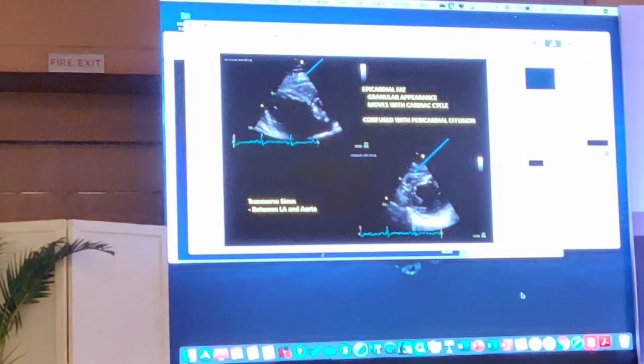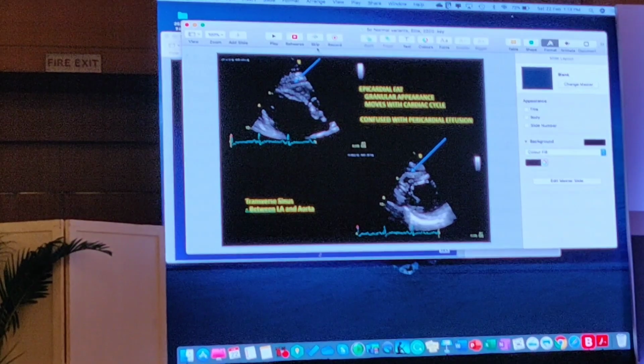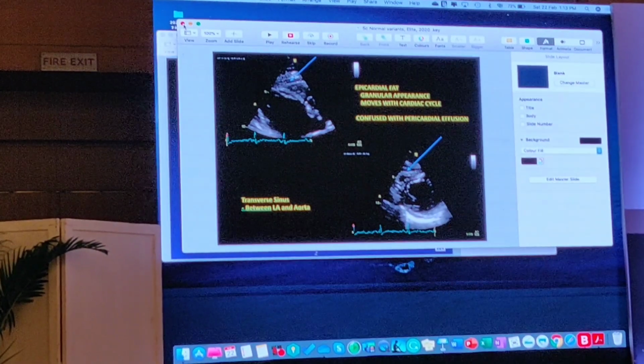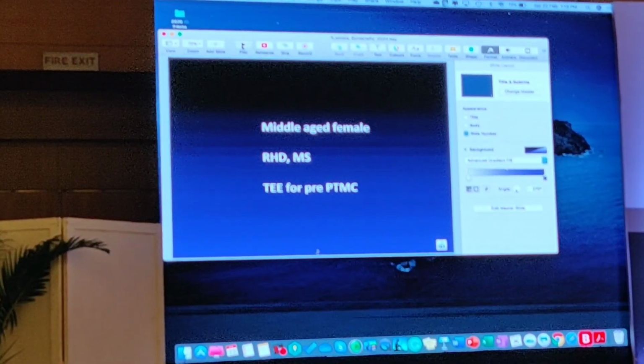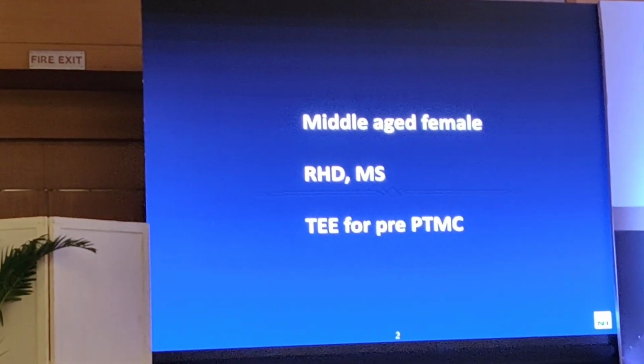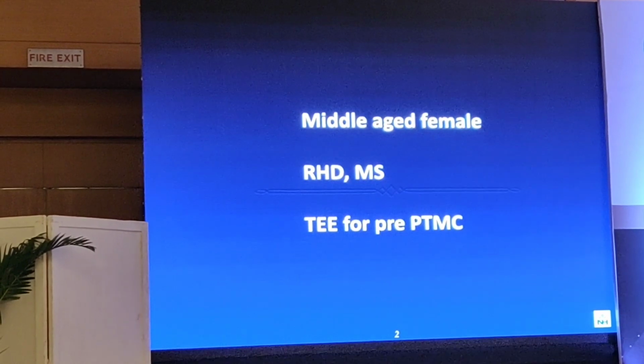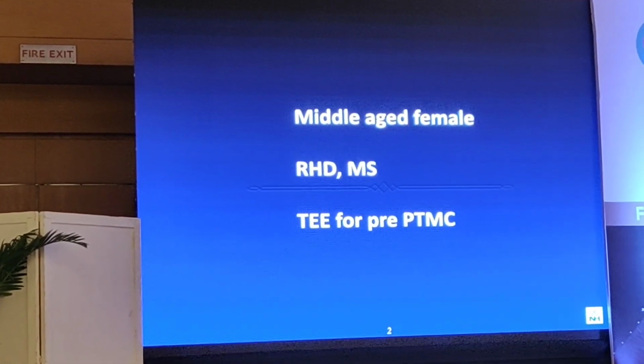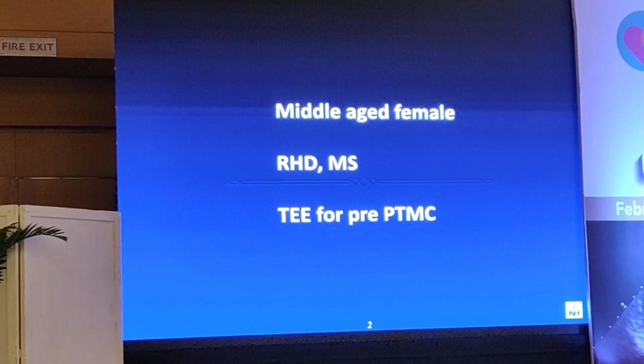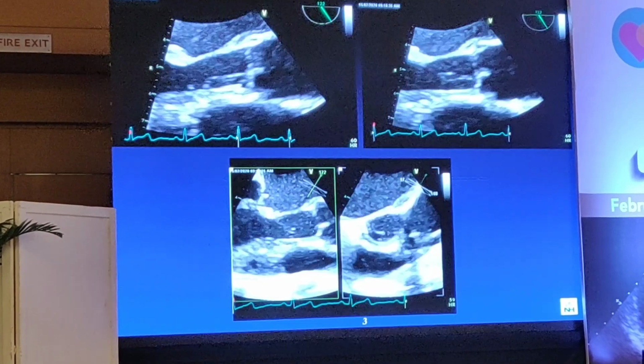So before I finish, just one last slide, a very unusual presentation. Let's look at the aortic valve. I've not really covered the aortic valve. So this is a middle-aged female, rheumatic heart disease, MS, who came for a routine TEE for a PTMC evaluation.